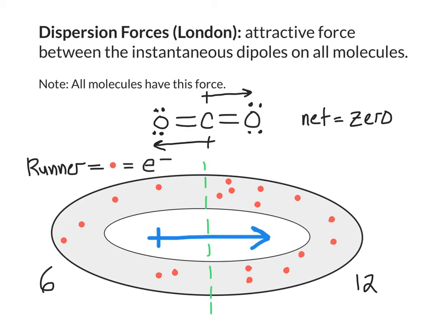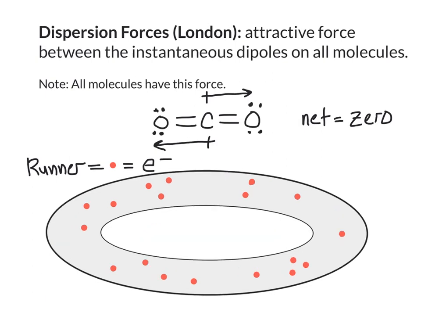Now, if we let the race continue, and then took another snapshot, this is another instant in time. Look, the distribution is totally different. Now we have 10 runners on the left side and 8 runners on the right side. So the instantaneous dipole has switched, and it's a little bit smaller in magnitude.